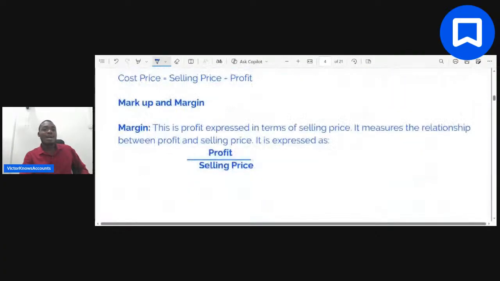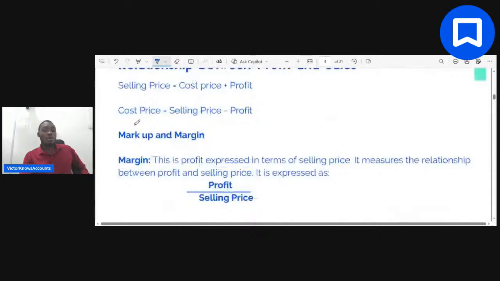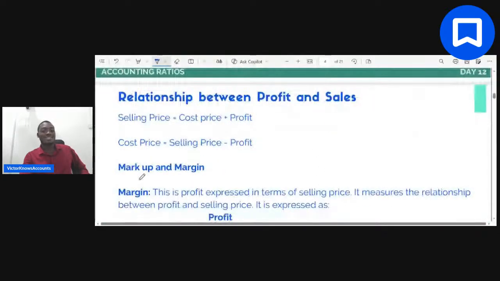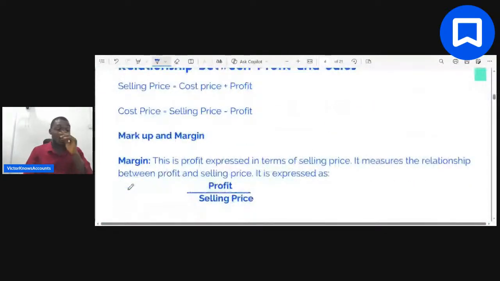Now we are still on relationship. Now let's look at markup and margin. We have talked about markup, it's still the same thing. Now let's talk about margin. Markup shows the relationship between profit and cost price, but margin is profit expressed in terms of selling price, which means that it is showing the relationship that exists between profit and selling price. And it is expressed as profit over selling price. Do we understand that?